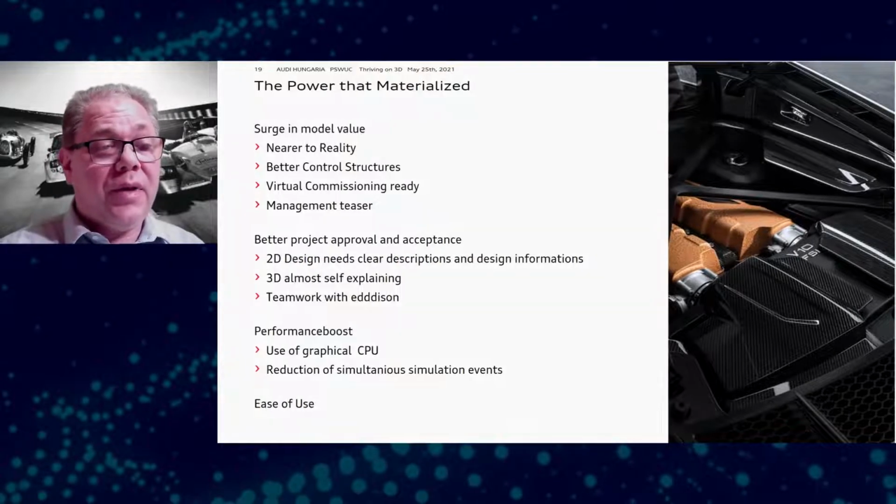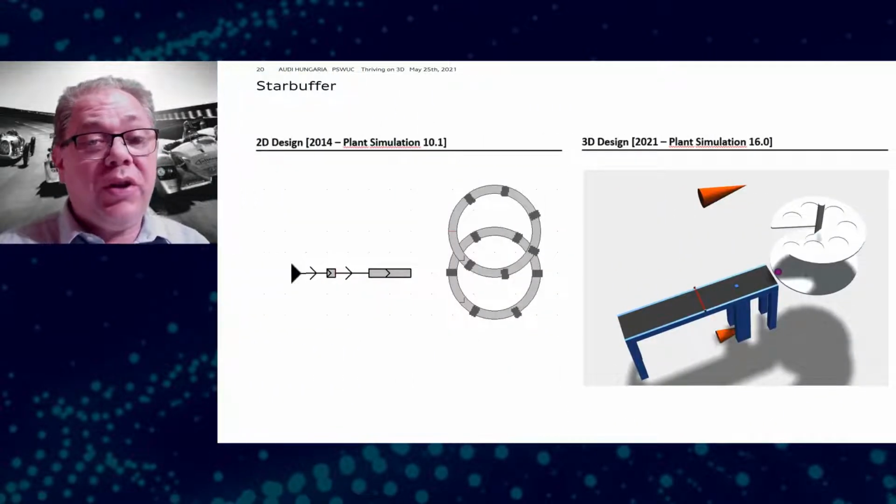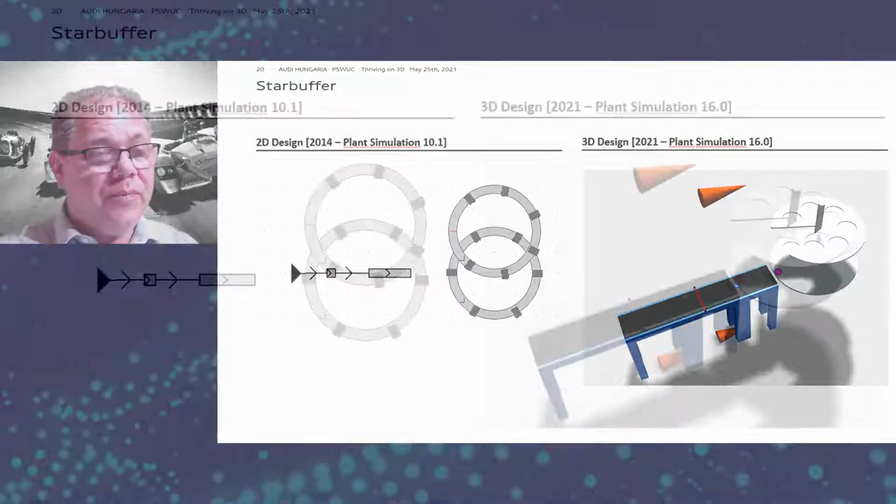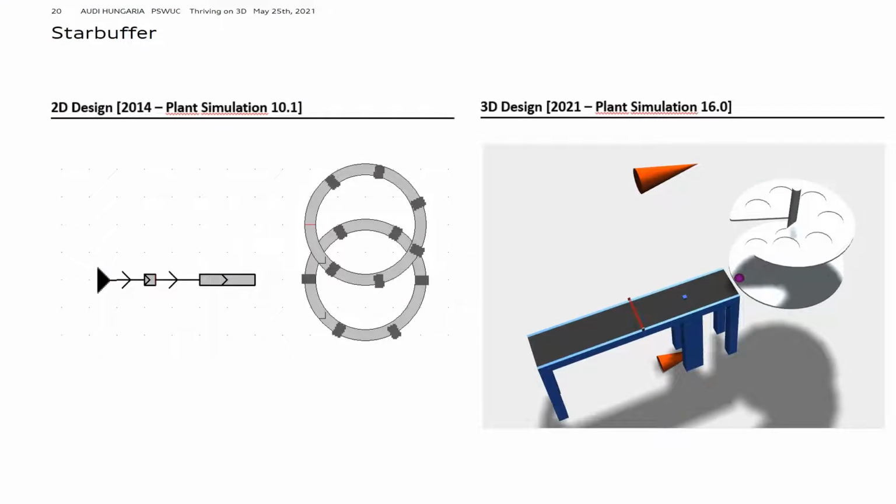Enough talk. As an example, I bring you a model using a so-called star buffer. The original model was 7 years old and built in Plant Simulation 10.1. Last year, we wanted to use the model to make some evaluation on the integration of a few new products. I used this occasion for an upgrade to get all objects into 3D. On the left, you see the model of this star buffer in the original model. On the right, the same buffer in 3D.